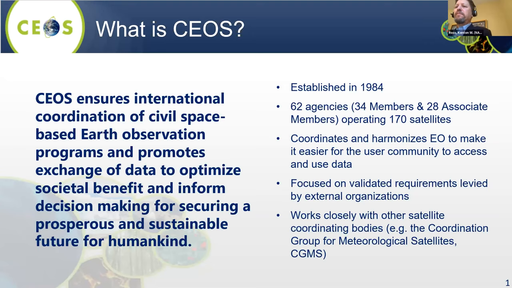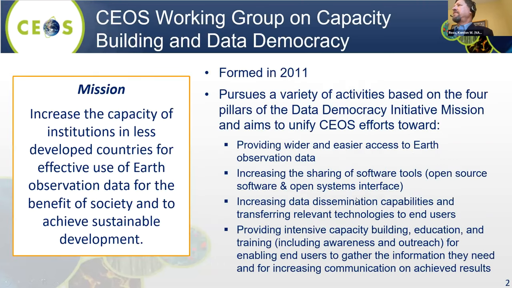There are 62 agencies involved, 34 of them full members and 28 associate members. They're operating a total of 170 satellites that are looking down on us. And it coordinates and harmonizes Earth observations to make it easier for the user community to access and use that data. I'm going to go ahead and step forward here in the interest of time.